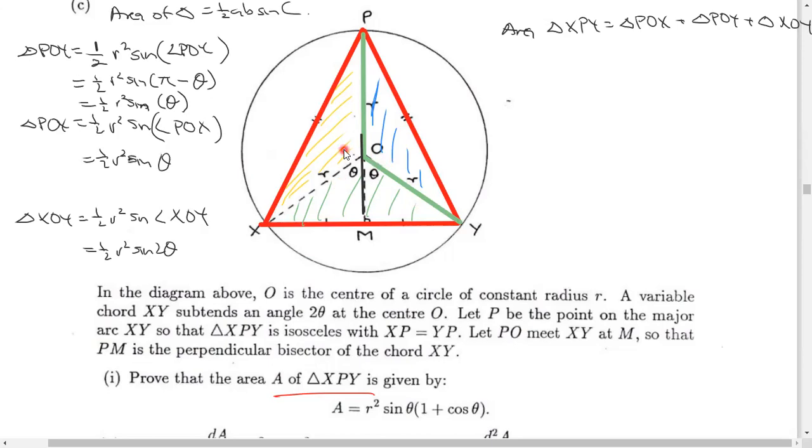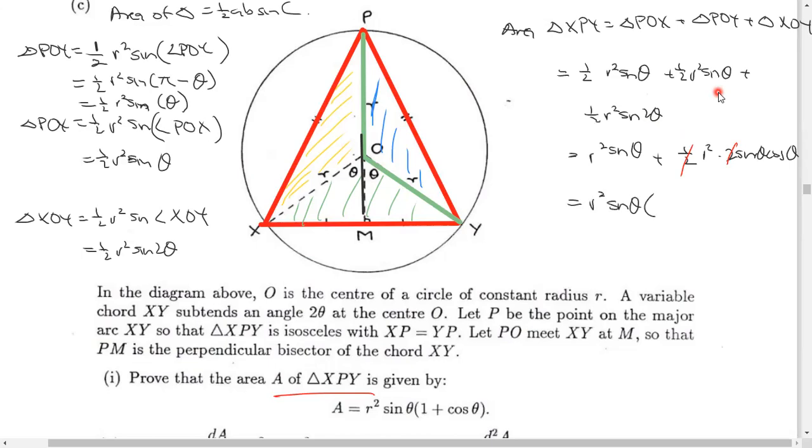So what I'm really saying then is that this is really half of R squared sine theta plus another half R squared sine theta plus half R squared sine 2 theta. Well, half R squared sine theta plus half R squared sine theta is just going to give me 1 R squared sine theta. Now, sine 2 theta, though, is 2 sine theta cos theta, which means I'm just going to get R squared sine theta cos theta, meaning I will get R squared sine theta (1 plus cos theta) as required. And therefore, we've done what they've required. They wanted us to prove that, and we're done.